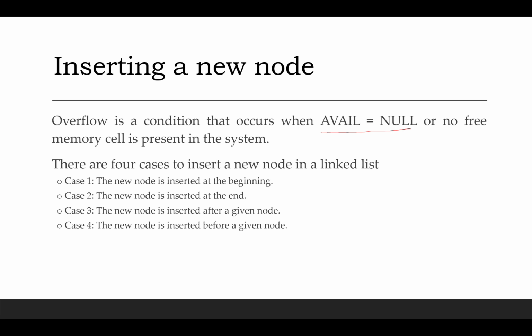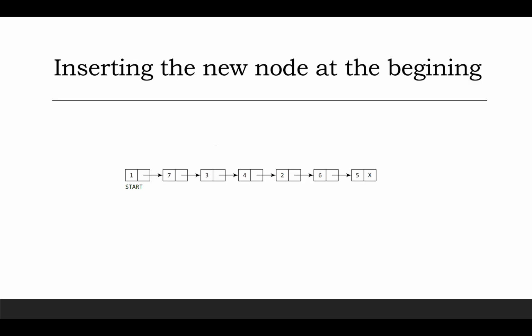For doing the insertion there are 4 cases. First one is inserting the new node at the beginning, the next is inserting the new node at the end, then inserting the new node after the given node, then inserting the new node before the given node. So these are the 4 cases when we are doing the insertion operation. We will see them one by one. First we will see inserting the new node at the beginning.